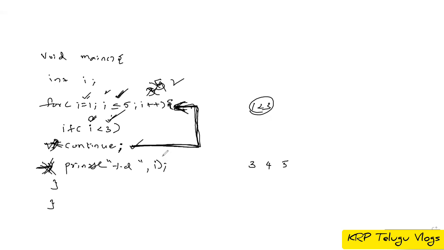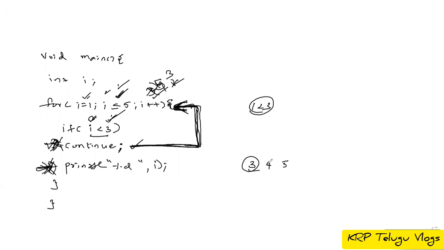2 will not be printed because it has hit continue, again taking the control back to the loop. Clear? So now I value will be incremented to 3. 3 less than or equal to 5 is true and 3 less than 3 is false or true? False, sir. So it will not hit continue. It will go down and print 3, the I value. Okay, clear?